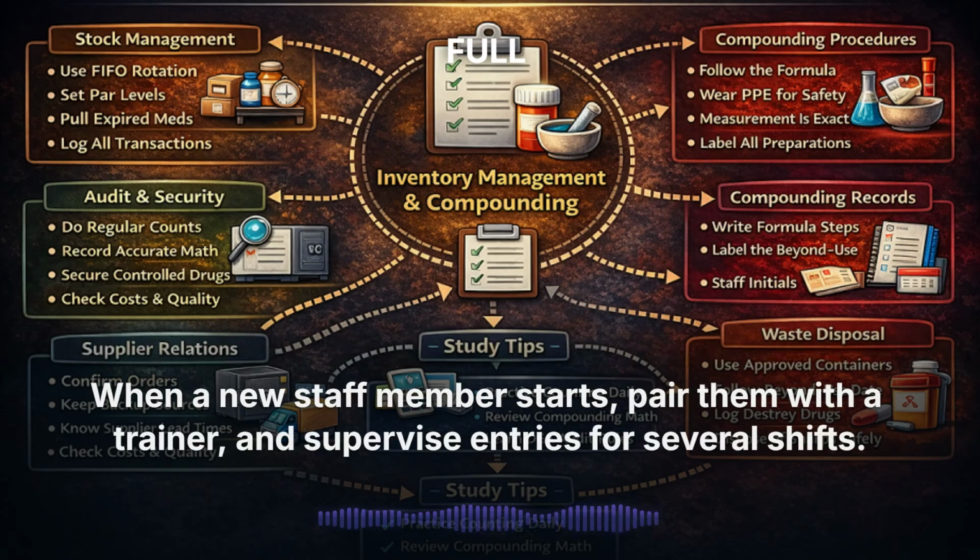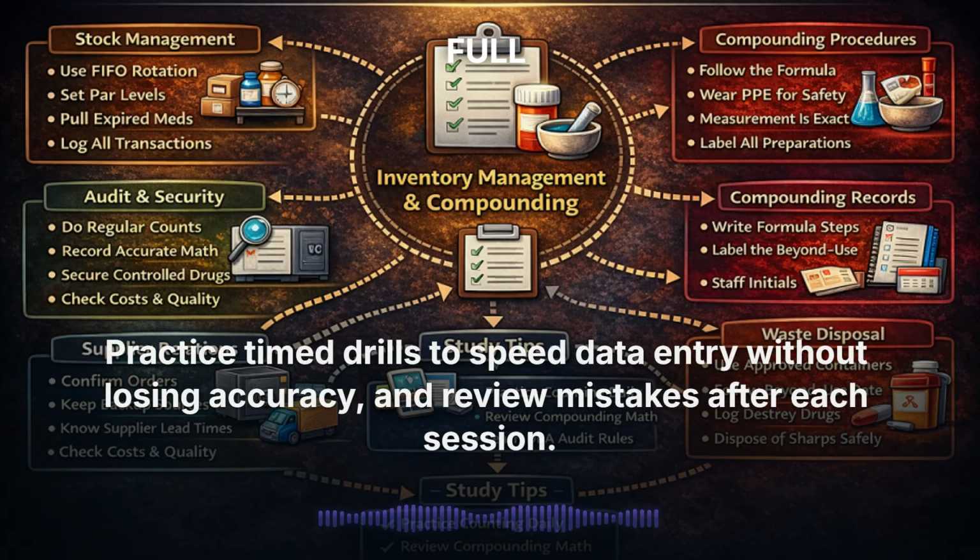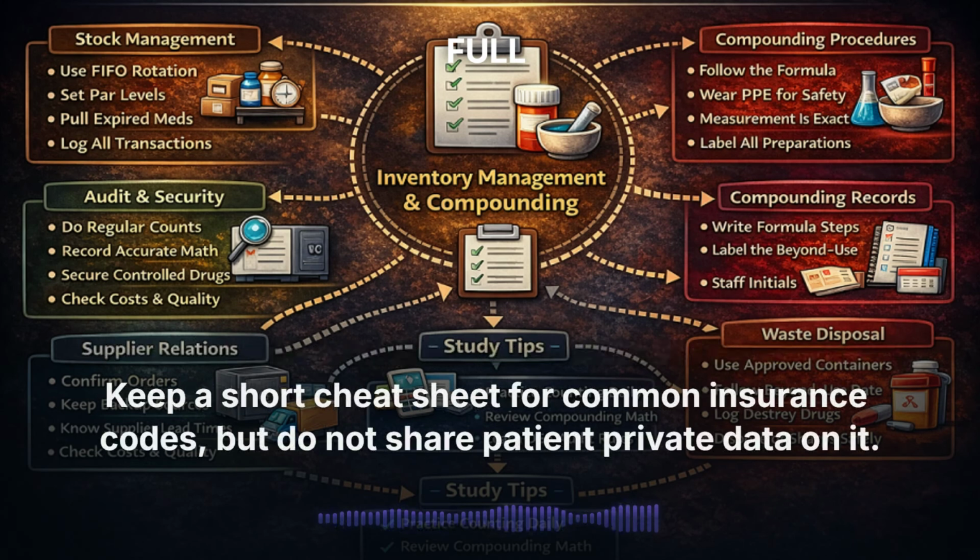When a new staff member starts, pair them with a trainer, and supervise entries for several shifts. Practice timed drills to speed data entry without losing accuracy, and review mistakes after each session. Keep a short cheat sheet for common insurance codes, but do not share patient private data on it.